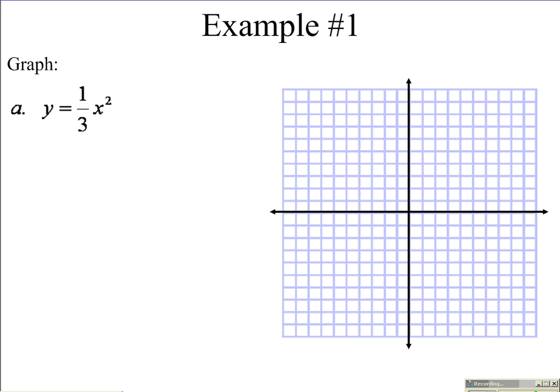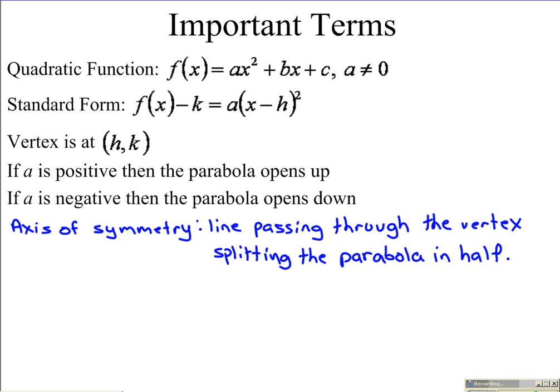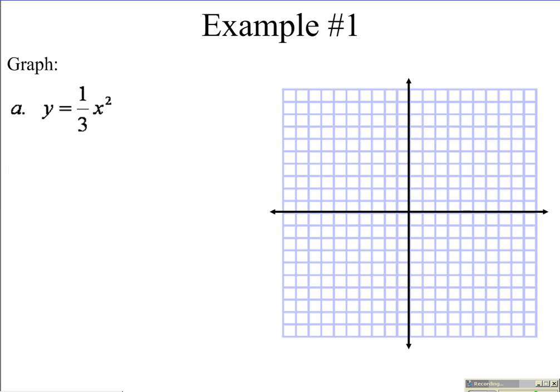Graph y = 1/3 x². The first question you always need to ask yourself is, is our function in standard form? In other words, if there's a constant, is it over here with y? Is our lead coefficient factored out in front of our squared stuff? If it is, it's in standard form. So in this case, we are in standard form, so we can move ahead right away and identify the vertex.